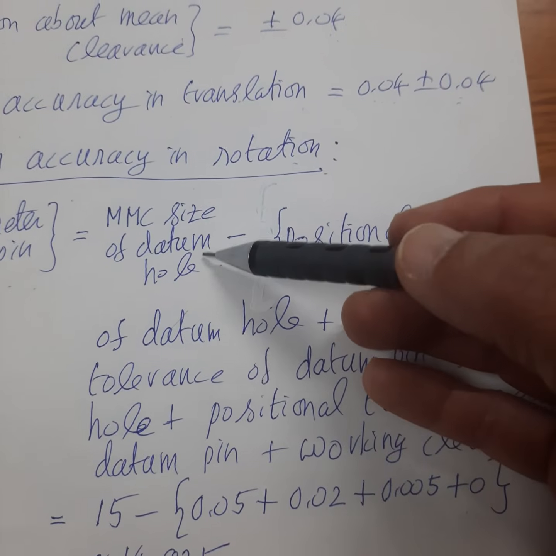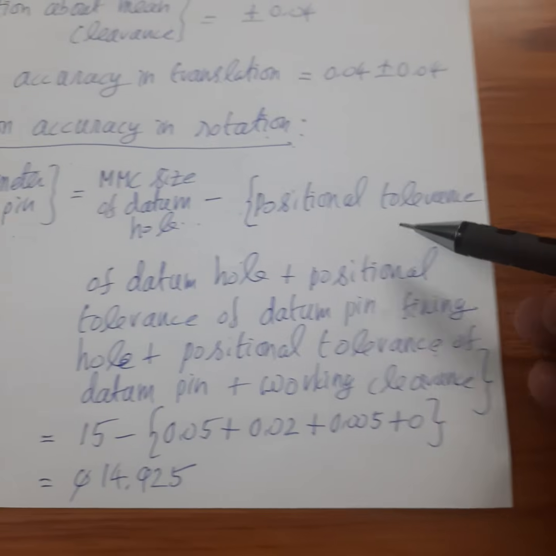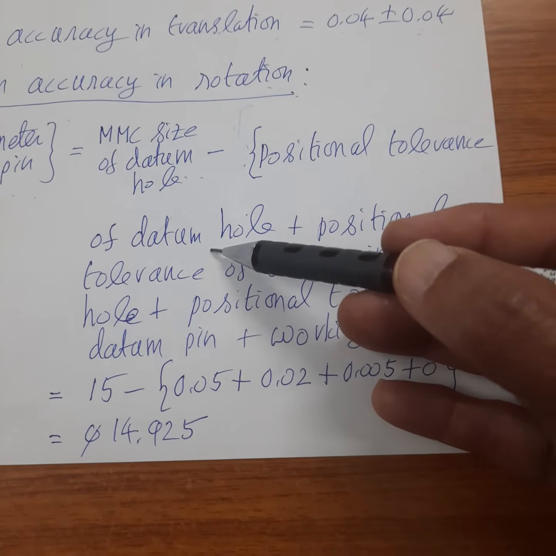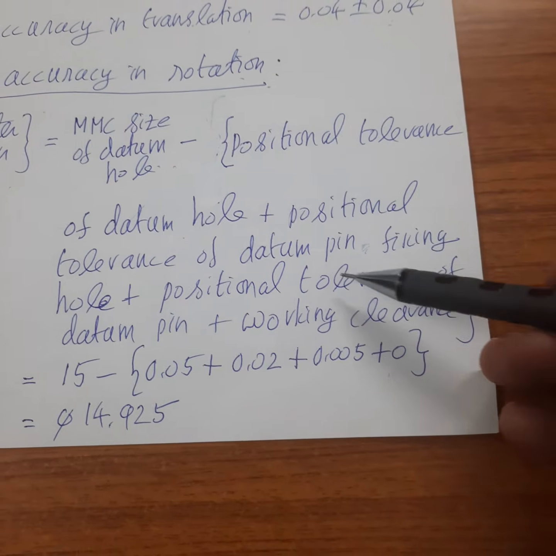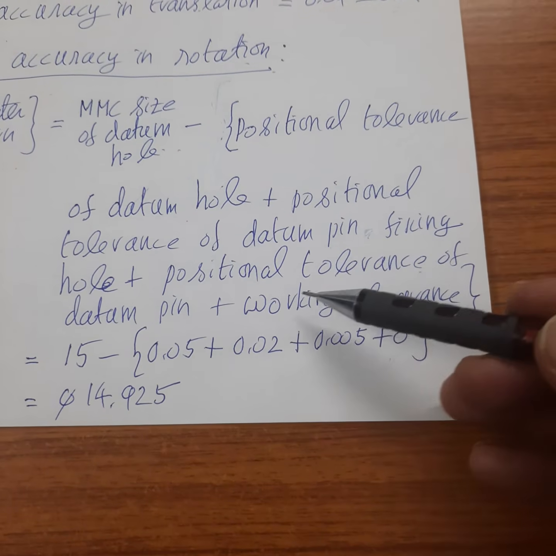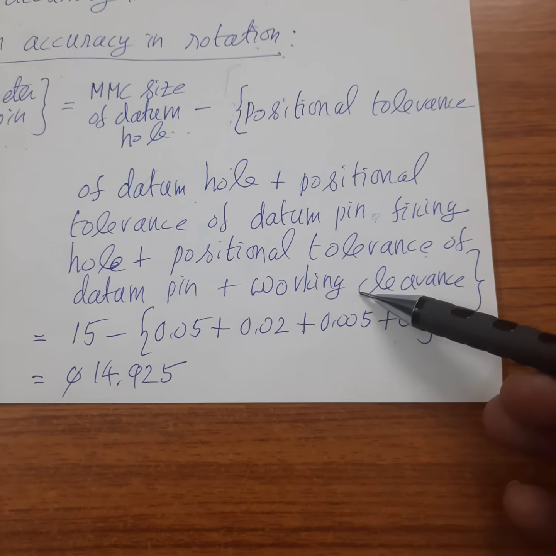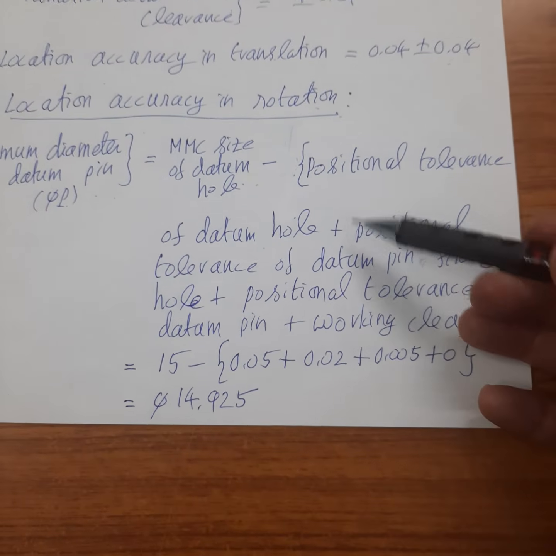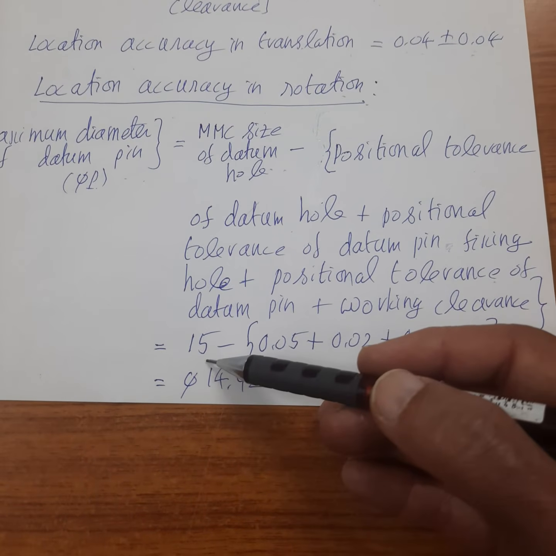So we have to find the MMC size of the datum hole minus the position tolerance of the datum hole, plus the position tolerance of the datum pin fixing hole, plus the position tolerance of the datum pin, plus the working clearance. Using this formula, we can find the maximum diameter of the pin, dia P.